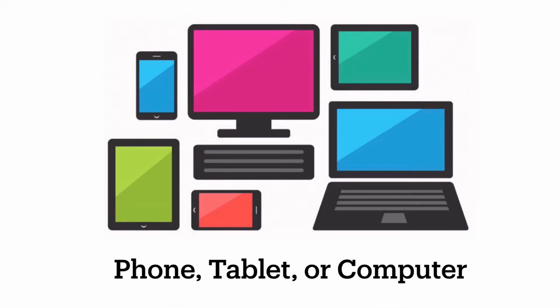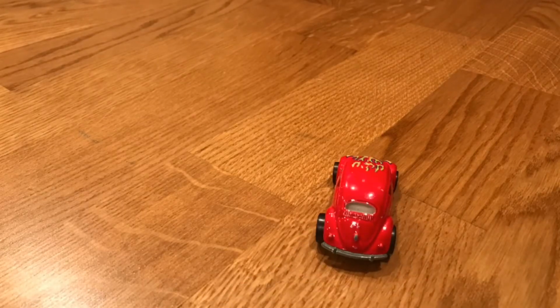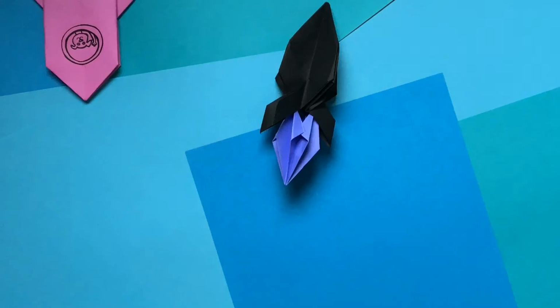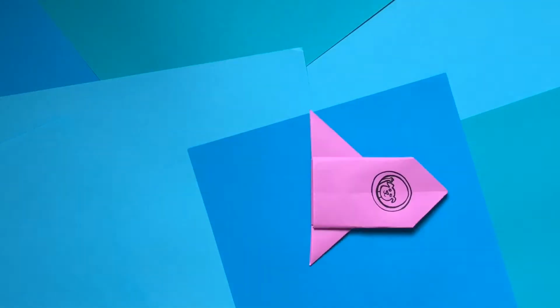Now, before we dive into making our stop motion movies, let's gather our materials. The first thing that you'll need is a phone, tablet, or computer with the Stop Motion Studio app downloaded. Next, you'll choose the objects that you're going to be photographing for your movie. And this can be any object depending on the story that you're trying to tell. In this example, I used a toy car. In this other example, I made origami rocket ships that I moved around so they look like they're flying.